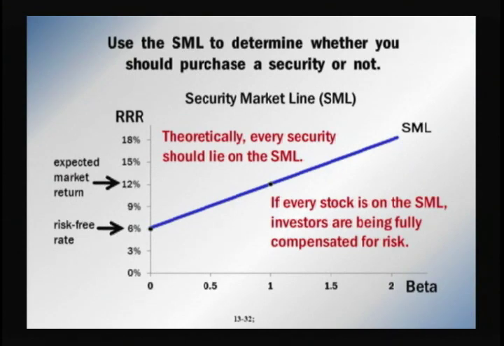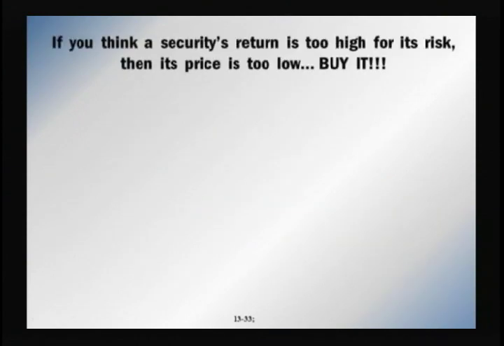So theoretically, every security should lie on the security market line where investors are being fairly rewarded for systematic risk as measured by the stock's beta. If not, something is mispriced. So if you think that a security's return is too high for its risk, its price is too low.